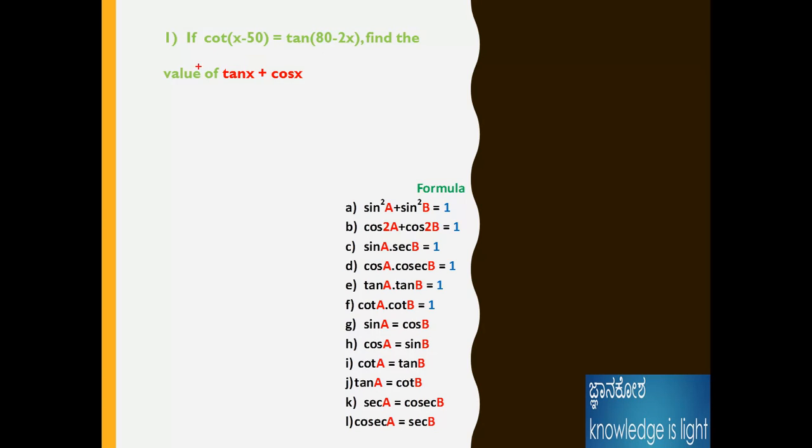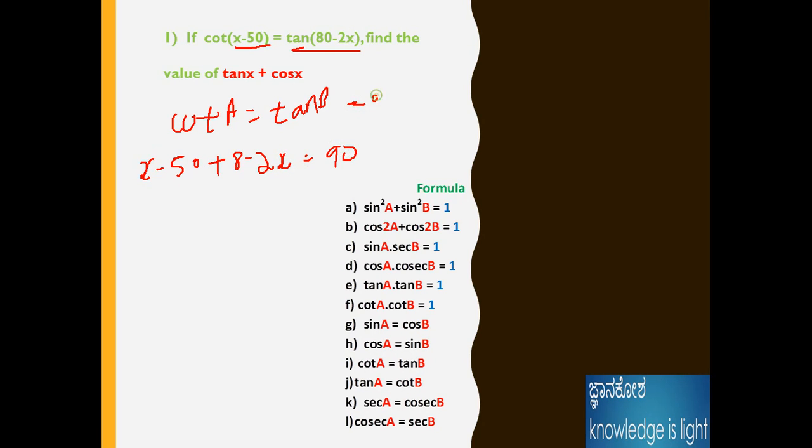Already I told you cot A is equal to tan B. If these kinds of problems come, we are adding those values. That means x minus 50 plus 80 minus 2x is equal to 90. Already I told you, in a right angle triangle, the formula should be present. Remember those formulas in the table. Therefore minus 2x plus x is minus x only. Minus x is equal to 1.